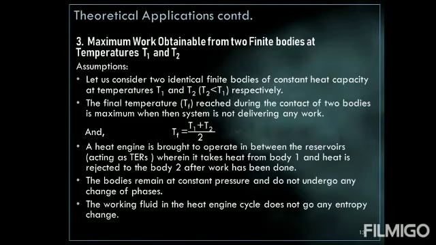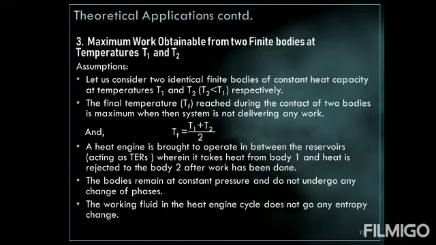Now coming to the third theoretical application of entropy, we will be discussing maximum work obtainable from two finite bodies at temperatures T1 and T2. For that, let us consider two identical finite bodies of constant heat capacity at temperatures T1 and T2 respectively, where T1 is greater than T2. The final temperature Tf reached during the contact of the two bodies will be maximum when the system is not doing any work. Putting that condition into the energy interaction formula, we obtain Tf equals (T1 plus T2) divided by 2.